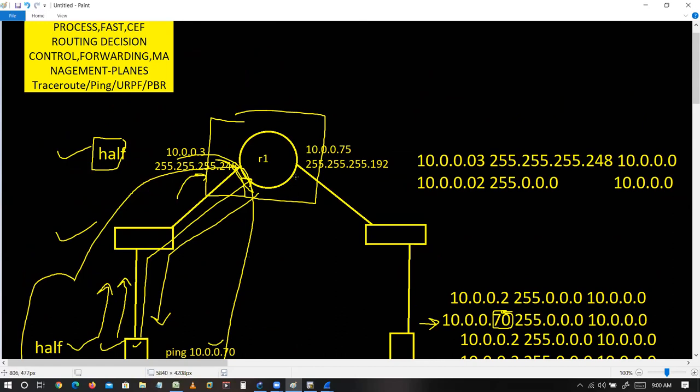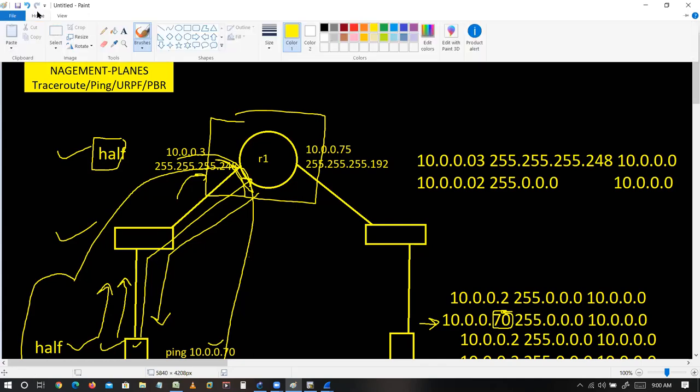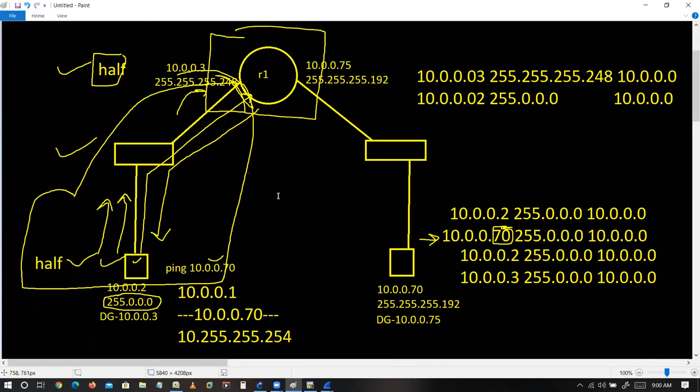I have a question. If there is a subnet, like, I'm forgetting the term, there is a supernet, right? And if that subnet falls under a large supernet, what will happen in that case?